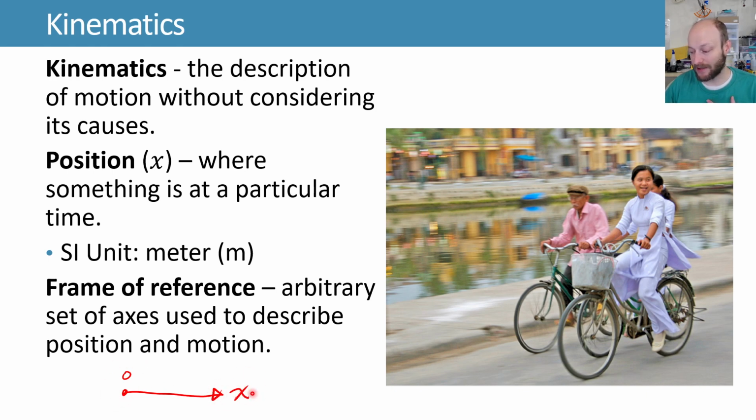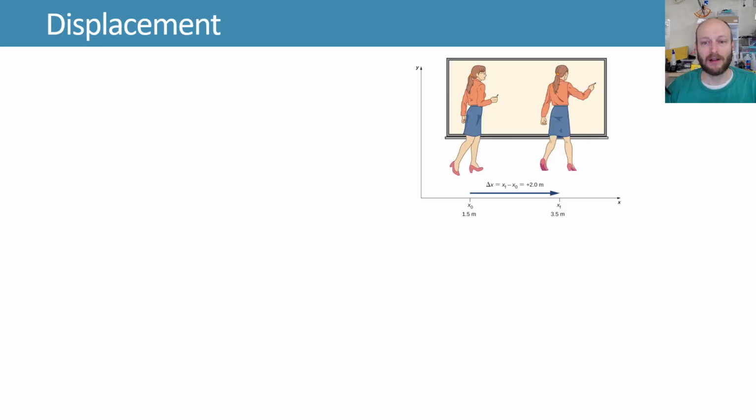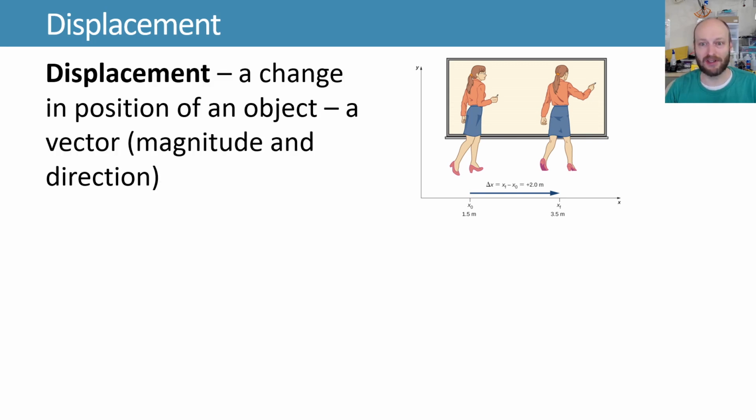So here you have an x-axis. You might have a y-axis coming up normal to that at a 90-degree angle, and maybe a z-axis. Here, since we're doing straight line motion, we're going to be focusing on just the x-axis, one directional motion. So now with position, we can define a quantity called displacement. And displacement is a change in the position of an object. This is a vector quantity, which means it has a magnitude and a direction.